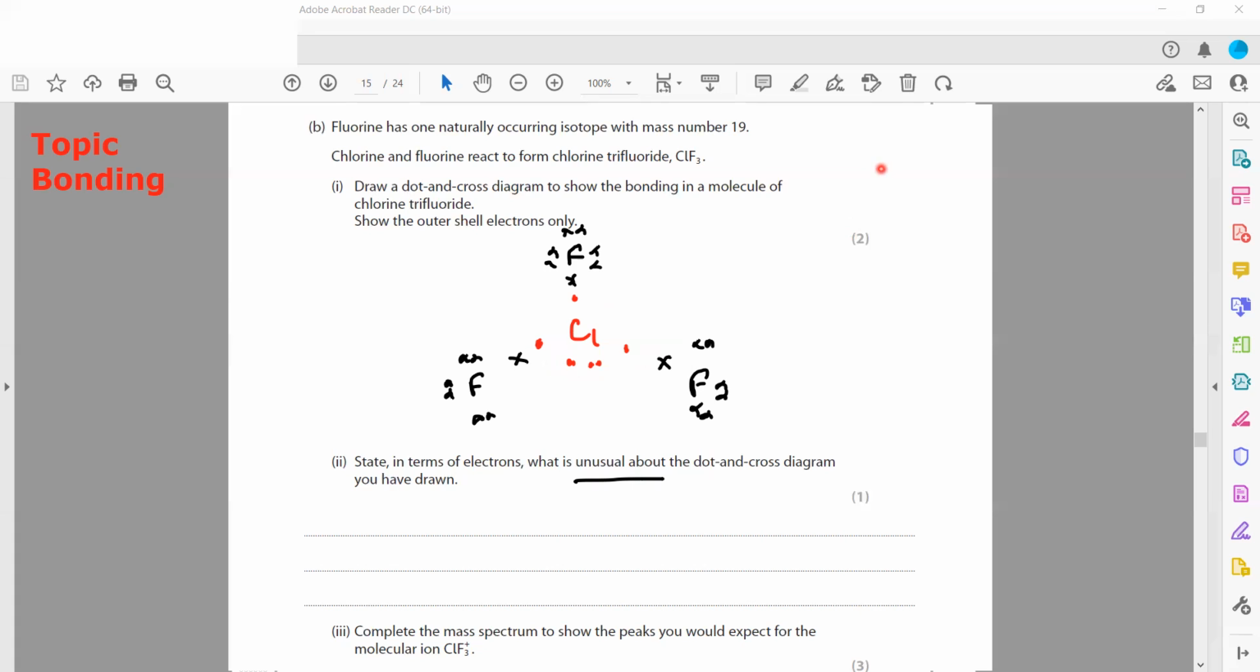And what is the reason for that? Because as the number of shells increases, the maximum number of electrons which an atom can accommodate also increases. 8 is for stability, but it can accommodate more than 8 electrons. So what is unusual here is that chlorine has 5 pairs of electrons, or we can say 10 electrons. That is unusual here.